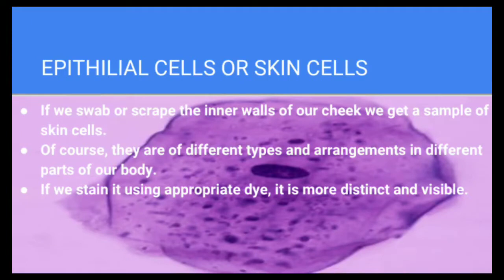Epithelial cells. Skin cells are also called as epithelial cells. If we swab or scrape the inner walls of our cheek, without hurting, we will get a sample of skin cells. Of course, there are different types and arrangements of skin cells in different parts of our body. However, we'll get one type from our cheek cells. So we can stain it, and we can look at it more clearly under the microscope. It looks like the cell which is given in the background. You can see it's very flat. So let's move to the next slide.